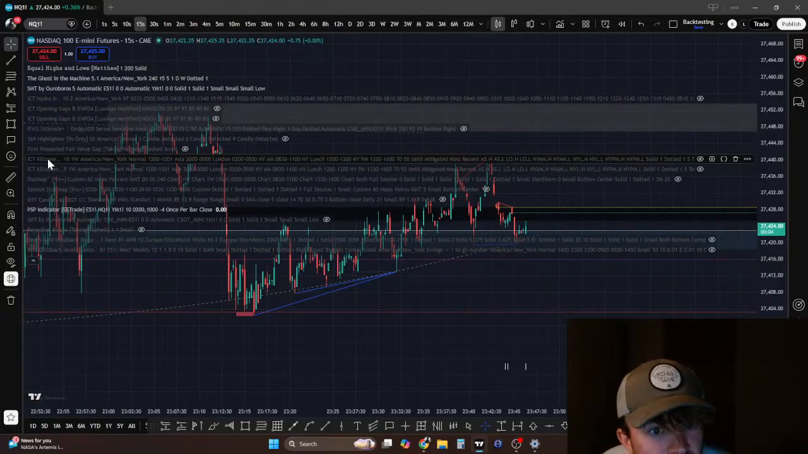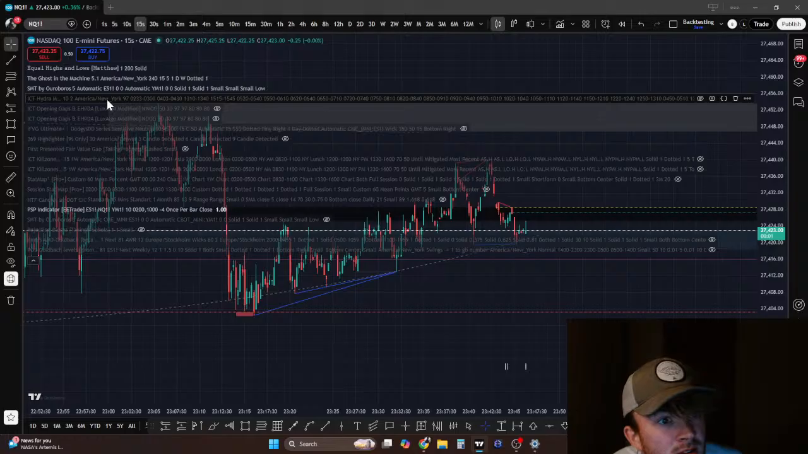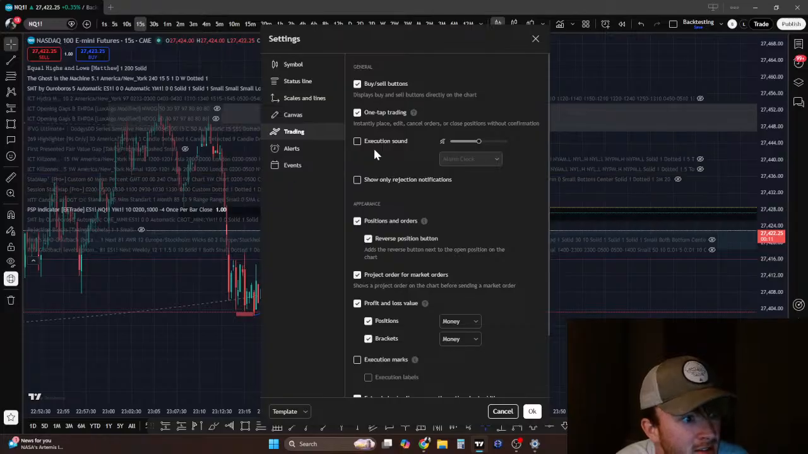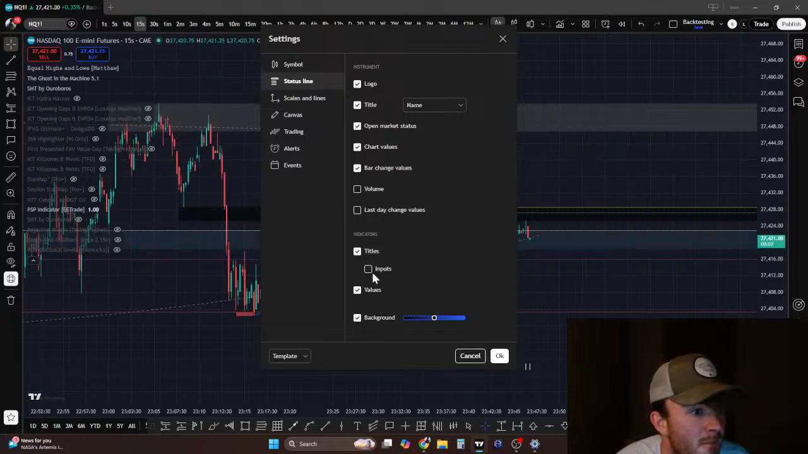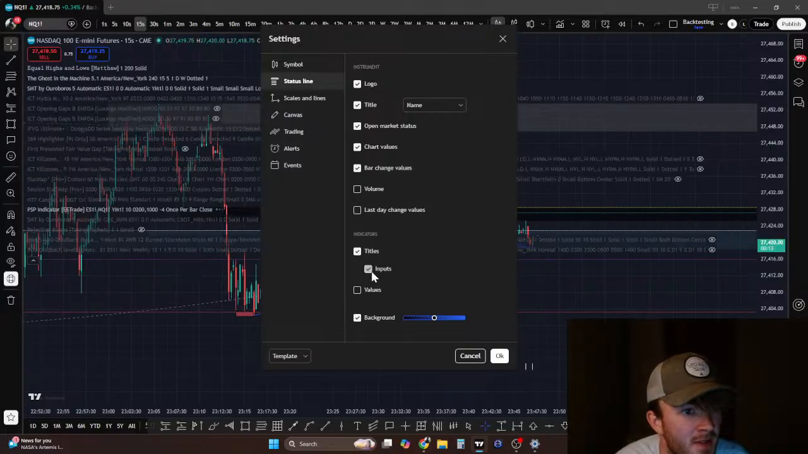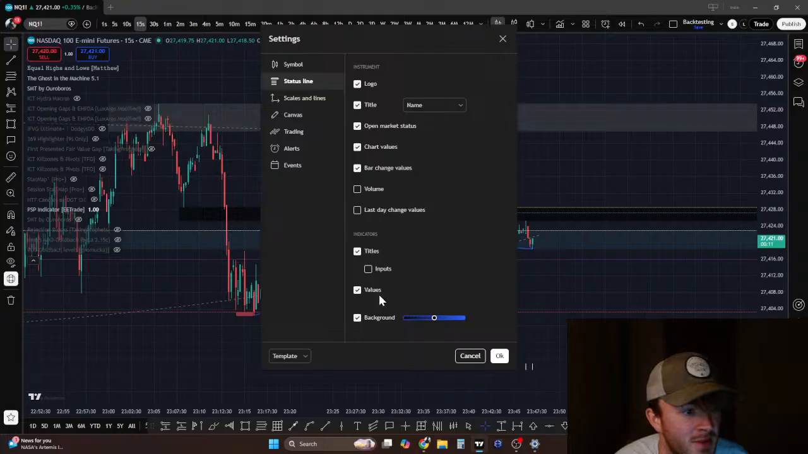Settings, status line, indicators, uncheck inputs and values. Wait, settings, status line. That actually might be really helpful, Nigerian. Settings, status line, indicators, uncheck inputs and values. Hey, that's perfect. Thanks, bro. That's really helpful. Thank you.